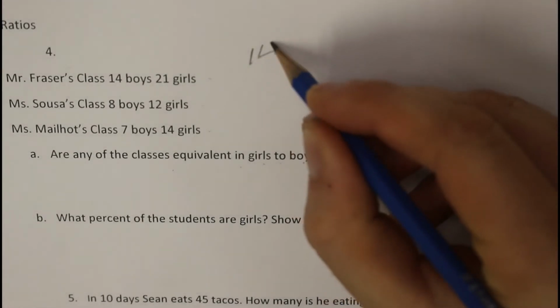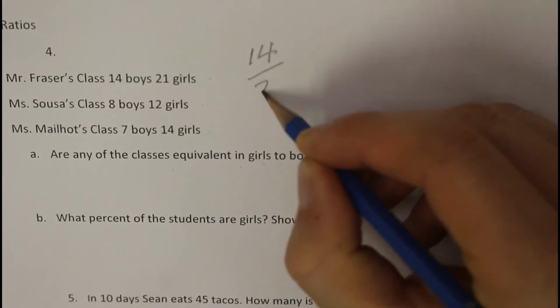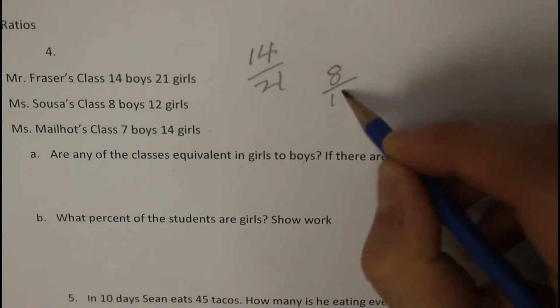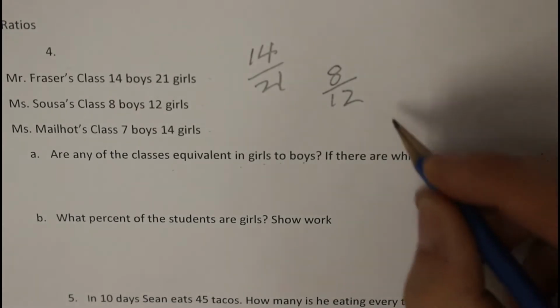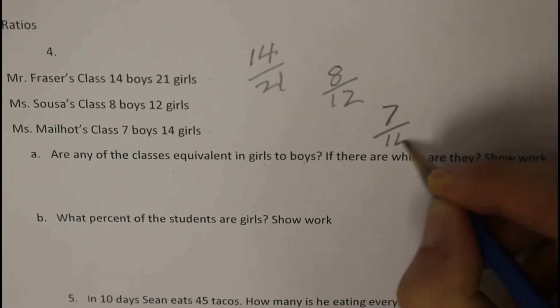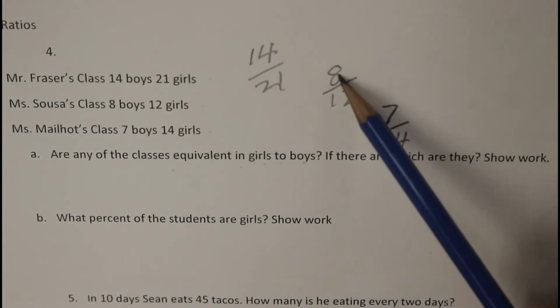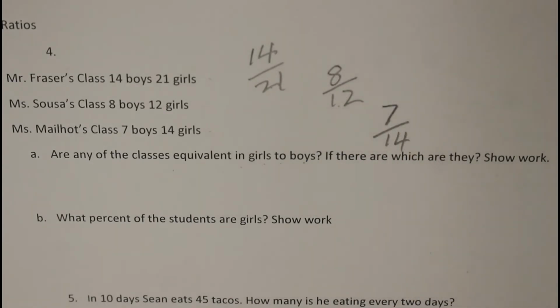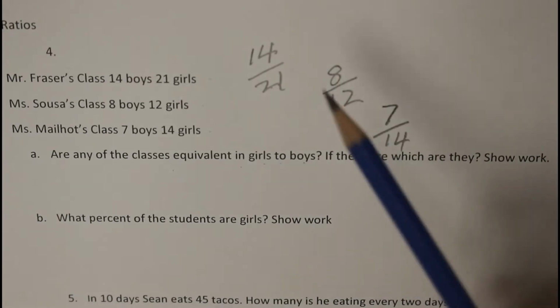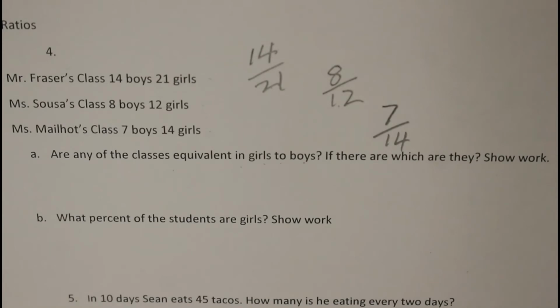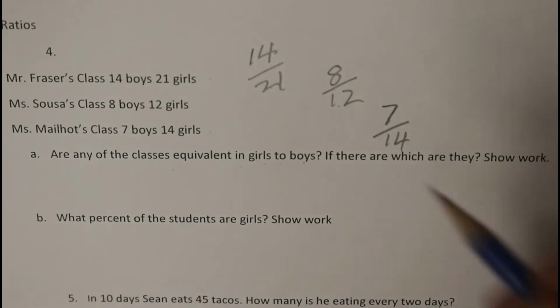So we have 14 over 21 for Mr. Fraser's class, 8 over 12 for Ms. Sousa's, and 7 over 14. So it's boys to girls, boys to girls, boys to girls. If you put these into lowest terms, would they be equivalent? We just need to look at it. What's a number that goes into 14 and 21? Not 2, not 3, not 5, not 6, 7.